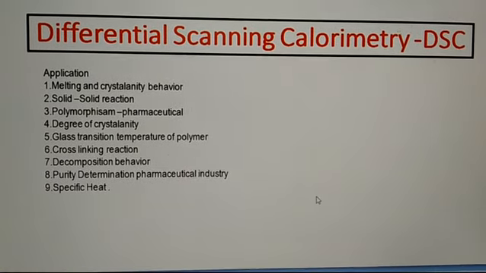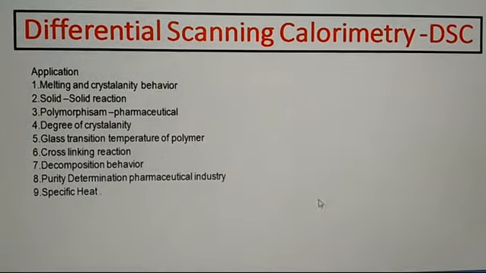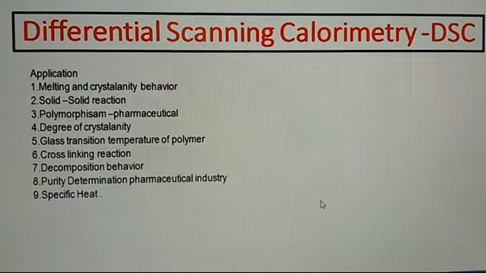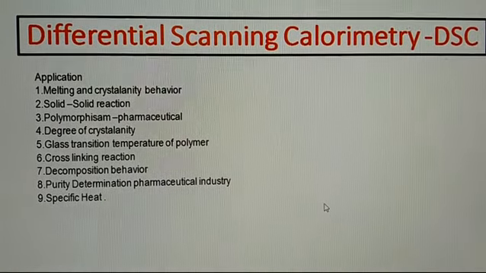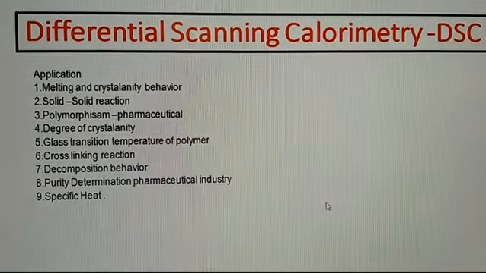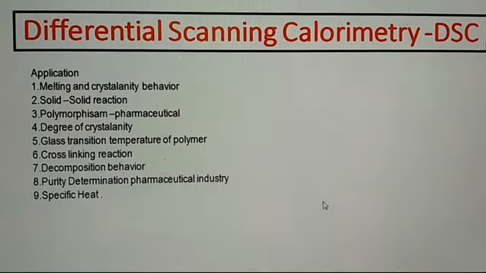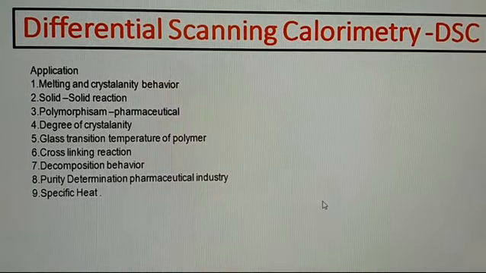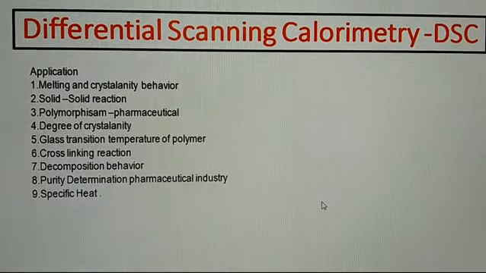The main application of DSC is to accurately measure melting and crystallinity behavior. Second is solid-solid reactions. Next are polymorphism in pharmaceuticals, degree of crystallinity, glass transition temperature of polymers, cross linking reaction, decomposition behavior, purity determination in the pharmaceutical industry, and specific heat. These are the main applications of the DSC.